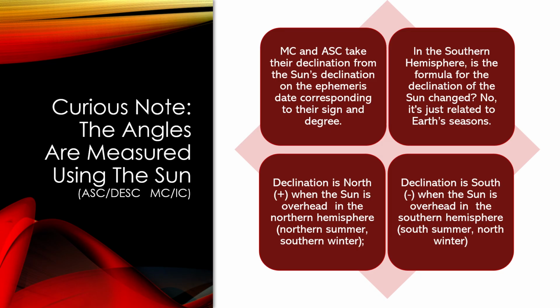Now, one curious thing to remember that's kind of fun is declination is measured by the sun. The midheaven and the ascendant are measured by the sun. So when you are trying to find out what is the declination for the midheaven and the ascendant, you would look at an ephemeris for the degrees, the sign and the degrees that that midheaven or ascendant is in, and you would find out what was the sun's declination on that day. And that's the declination for the angles. So it's totally tied in together.